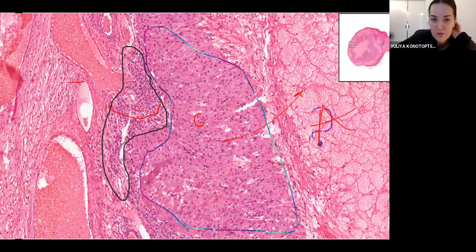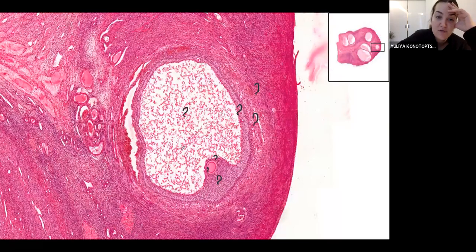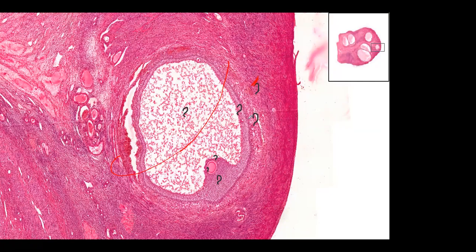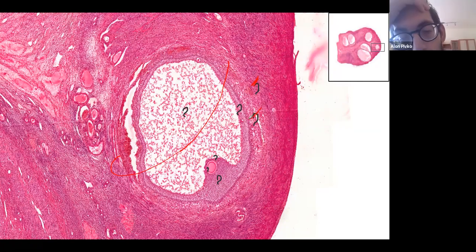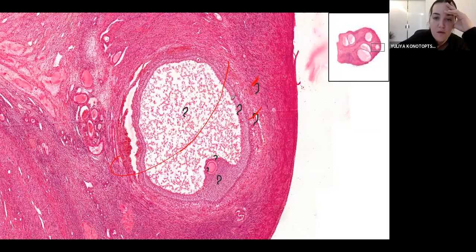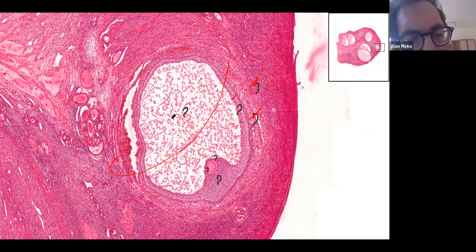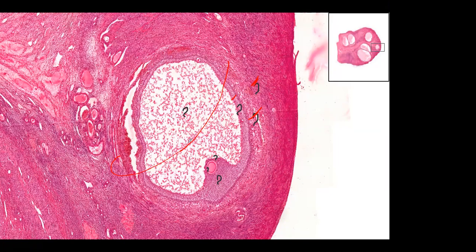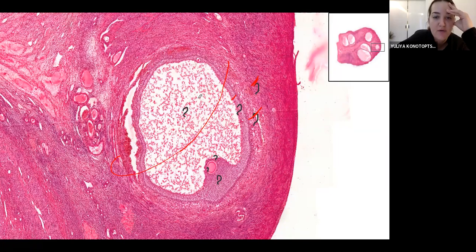Don't forget about that. Okay, so here we have a nice tertiary follicle visible. So what is this? What is the most outer? Externa. Theca externa. This one? Interna. Theca interna. This one? Granulosa cells. What is this? Antrum. What is inside of the antrum? The fluid. Liquor. Okay, so this area, this is liquor.